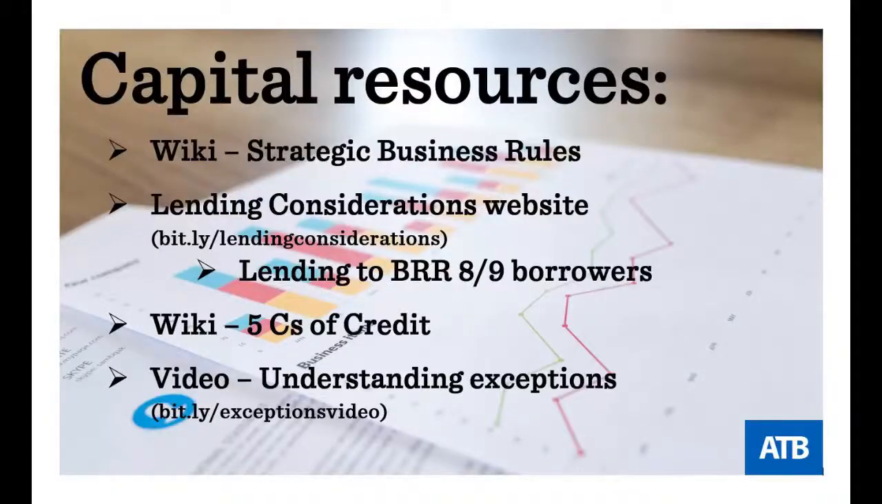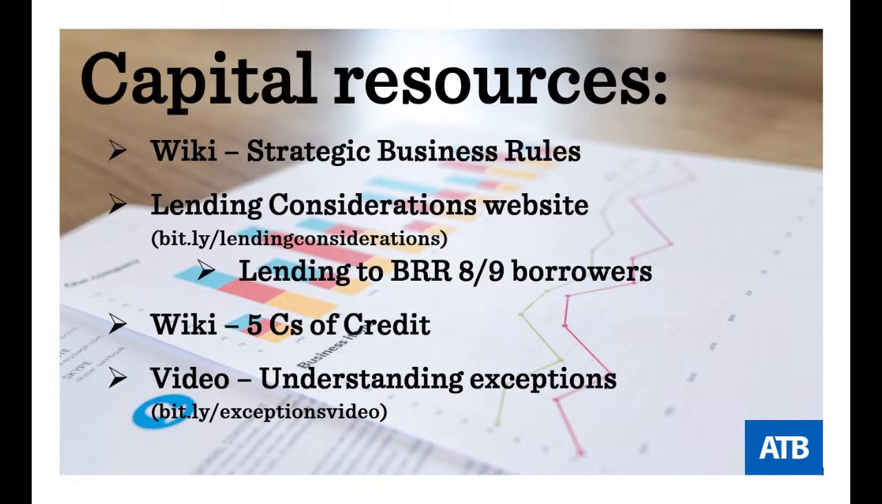So if you're new to ATB and you want more help with the 5 C's when putting a loan deal together, or if you're an experienced lender and you've run into a situation that's unusual that you need to figure out, there are several places that you can go. First, in the wiki, search for strategic business rules to find minimum ratios and mitigation for each of the 5 C's, including capital. You can also visit the new Lending Considerations website to see how to look for the 5 C's for different types of businesses, plus the special considerations for BRR 8 and 9 clients.